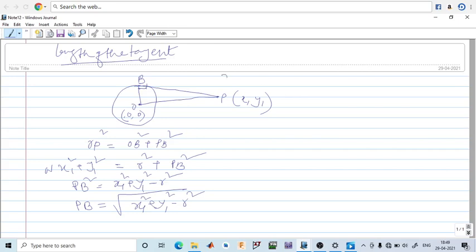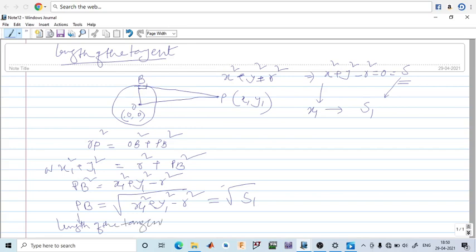Let us consider the equation of circle is x square plus y square minus r square equals to 0, let us consider this S. If x, y is changing to x1, y1, then we denote this S as S1. Then we can write this is root S1. That means this is the length of the tangent. Clear?